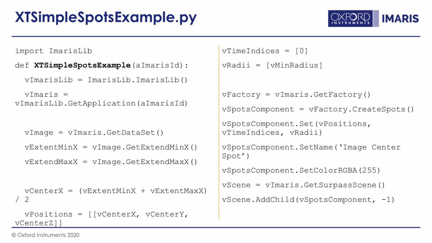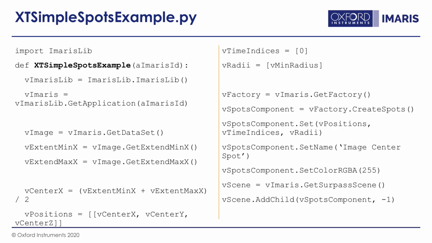Now that I have the data ready that I want to put into Imaris, I use the factory. I can get the factory from Imaris using the getFactory method. And then I create a spots component. vSpotsComponent equals factory create spots. And then I fill this spots component with data. So there is a method spotsComponent set with 3 parameters, the positions, the time indices, and the radii that are defined above.